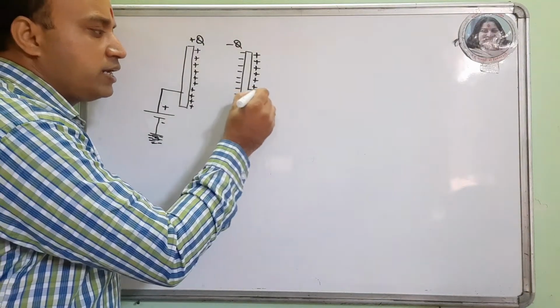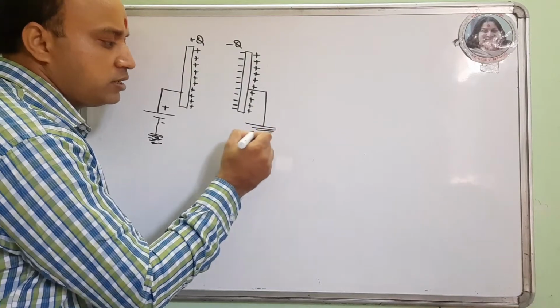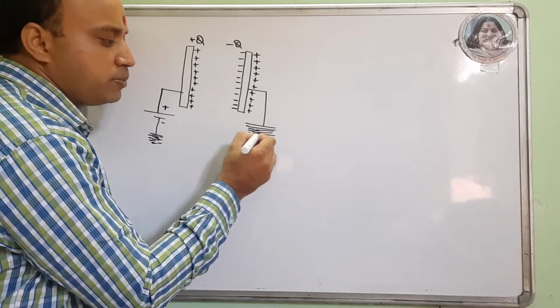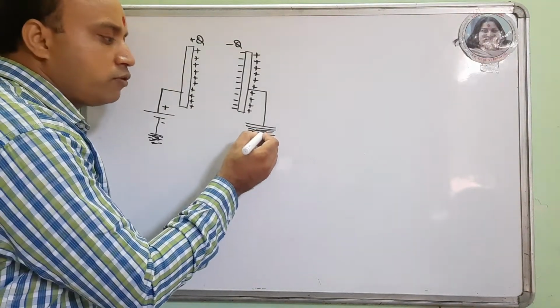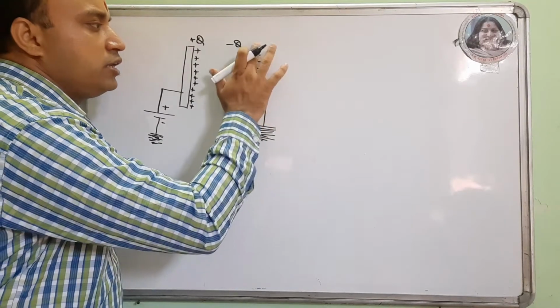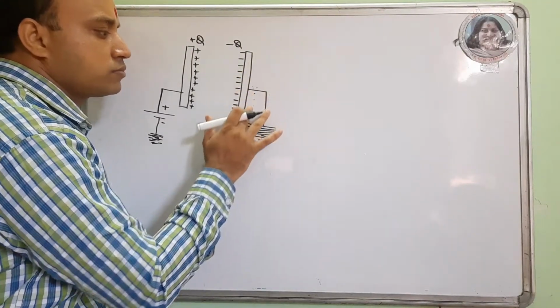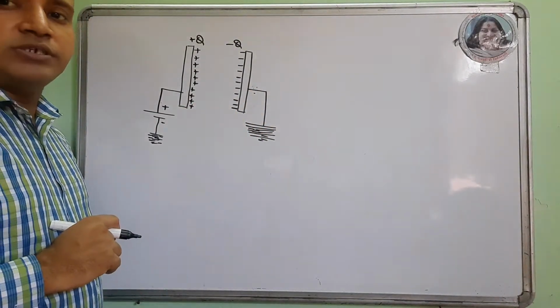If I connect this with the earth, you know that earth is a device or an object with a large capacity, then the electrons from the earth come and they neutralize this positive charge. This arrangement is called a capacitor.